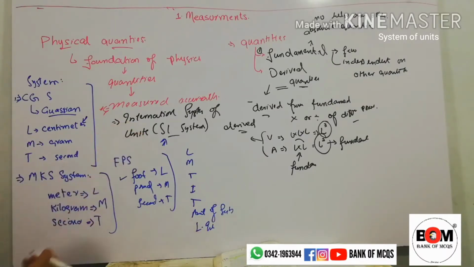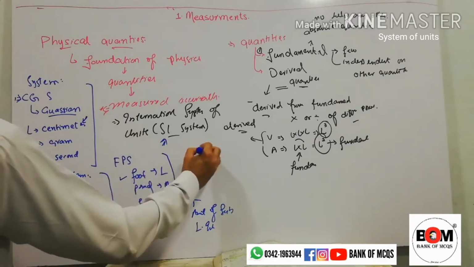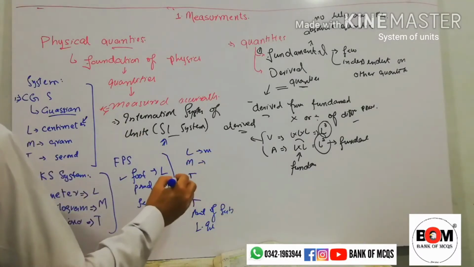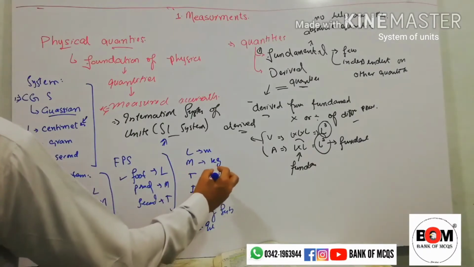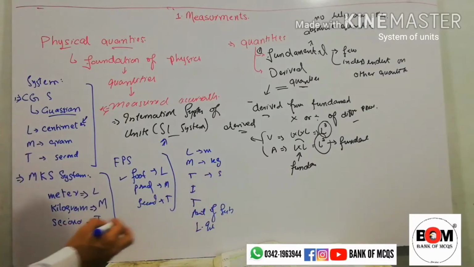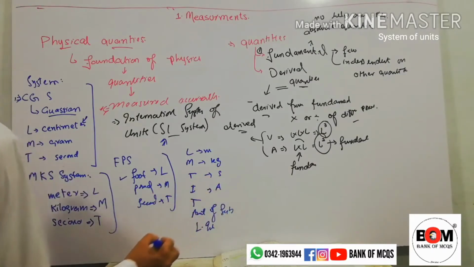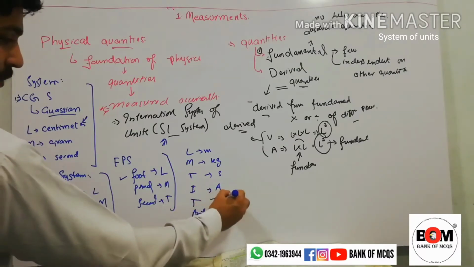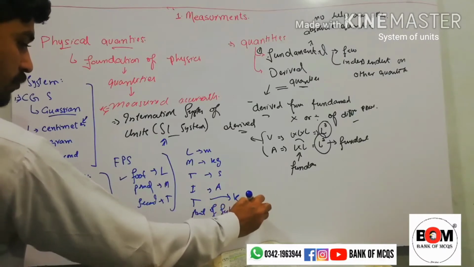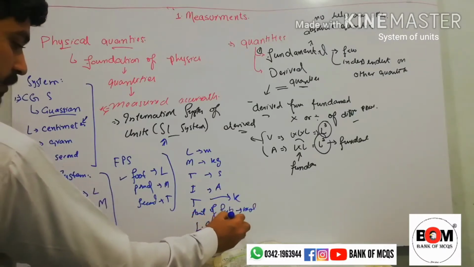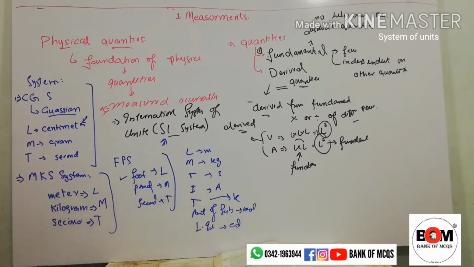So System International provides the unit meter for length, kilogram for mass, second for time, and ampere for current. The next, for temperature, the System International unit is Kelvin. For amount of substance they use the unit mole, and for luminous intensity they use cd, which means candela. So this was System International. Now the SI units are meter, kilogram, second, ampere.